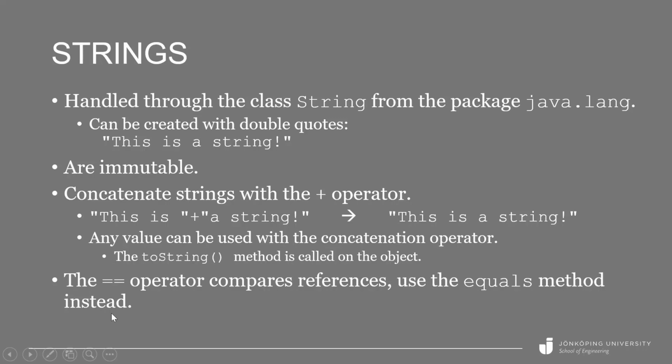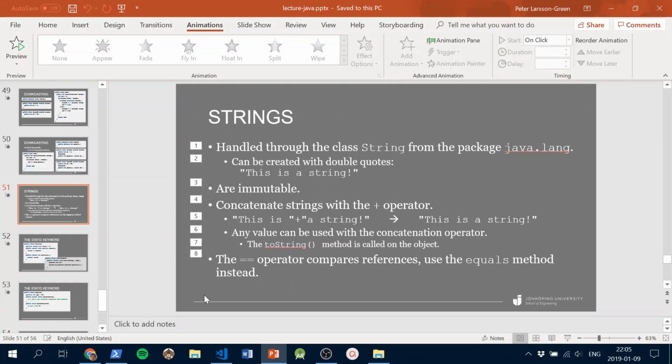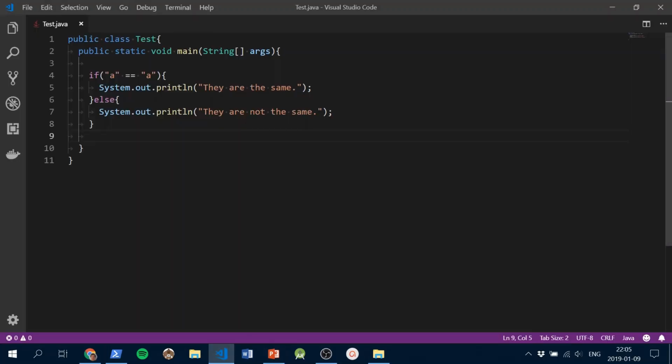So let me show you an example of using this equal operator with strings, because it is a bit confusing. Here in Visual Studio Code, I've written some code. Here we check if this string is equal to this string, and if they are, we print "they are the same", and if they are not, we print "they are not the same". So in this case we should get "they are not the same", because here we have two different strings and we compare them using the equal operator.